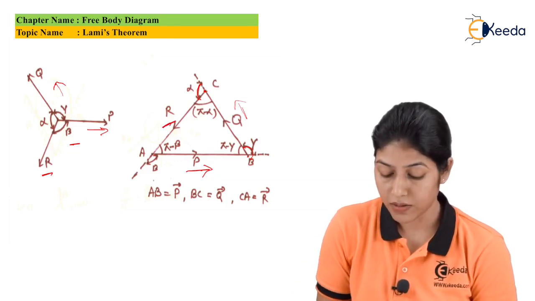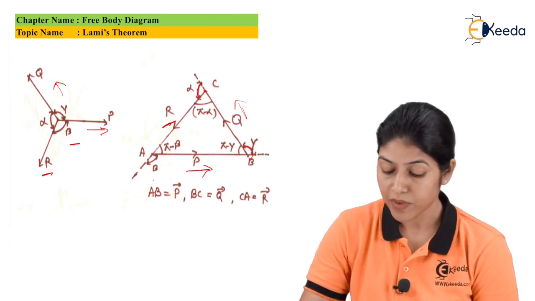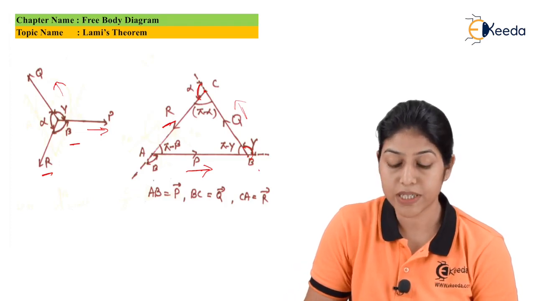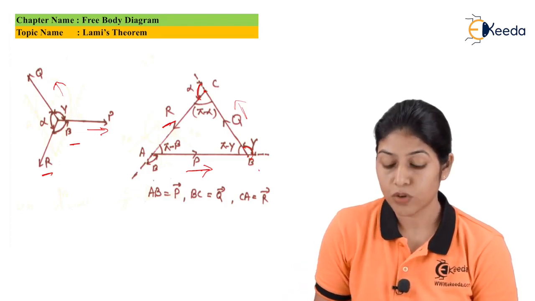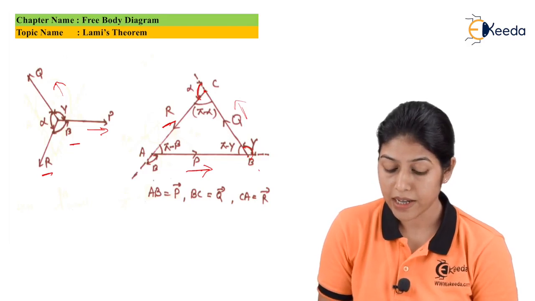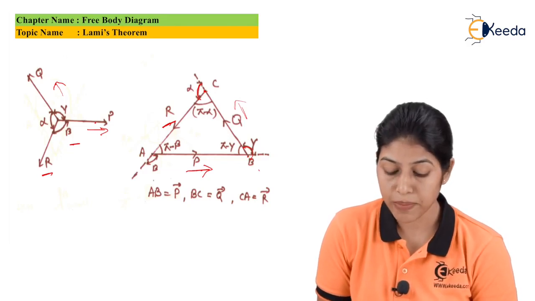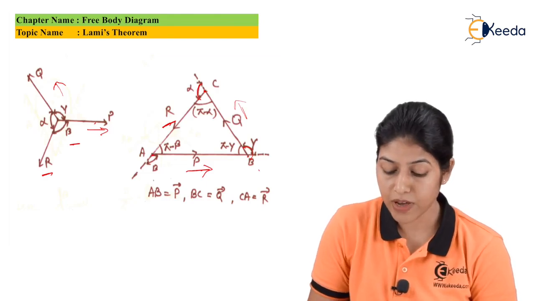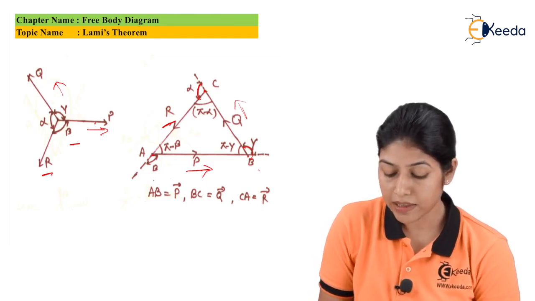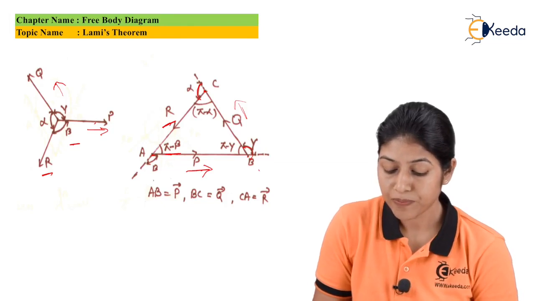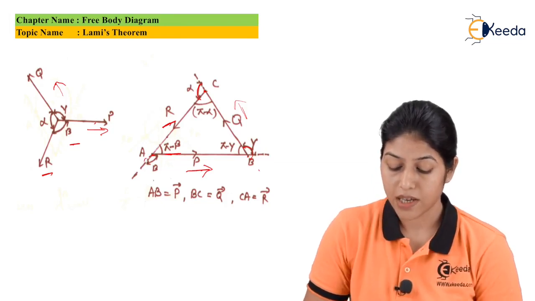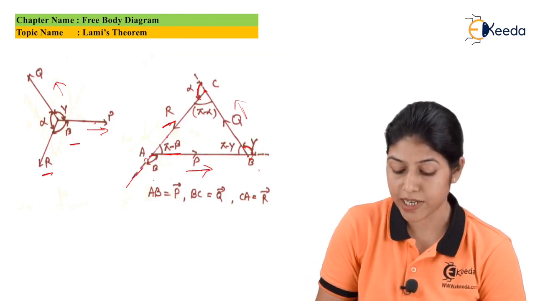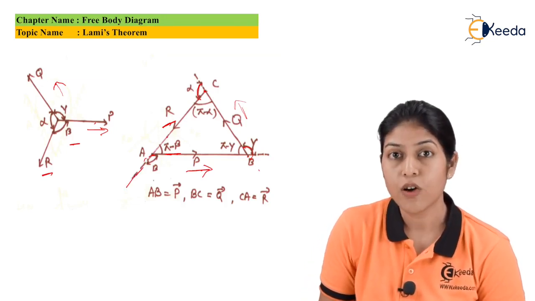So here force P is represented by AB, force Q is represented by BC, and force R is represented by AC. So this forms a triangle, and here we have the angle between P and R. At this particular point A, we will mark the angle beta, and this angle is the angle between P and R. If we extend the line of action of R, this extended line of action is making angle beta with force P.